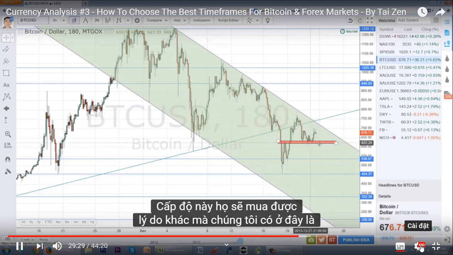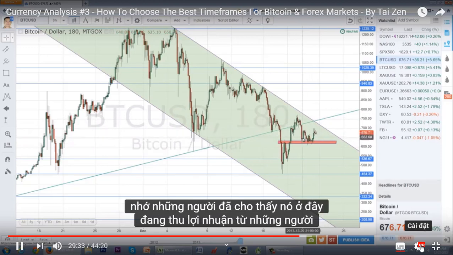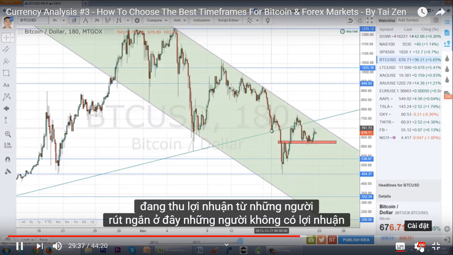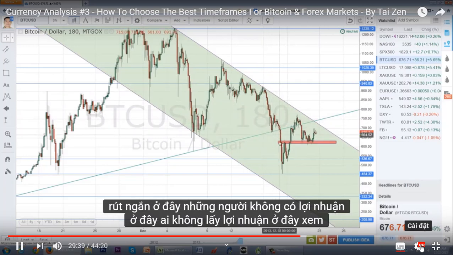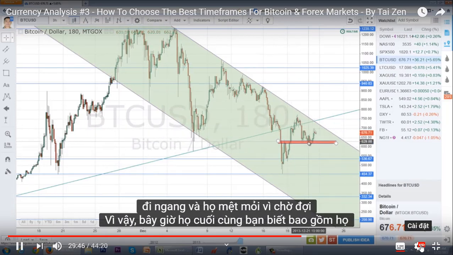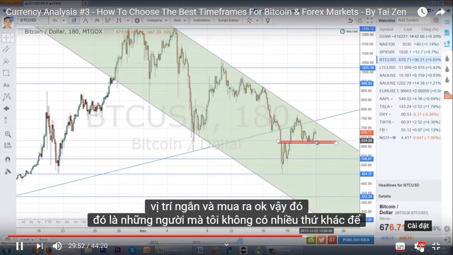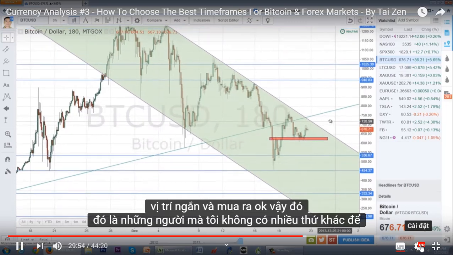Okay. The other reason that we have here is, remember, the people who shorted here are taking profits. The people who shorted here, who did not take profits here, see prices going up and now it's going sideways and they get tired of waiting. So now they finally cover their short positions and buy out. Okay, so that's it, guys. I don't have much else to update.